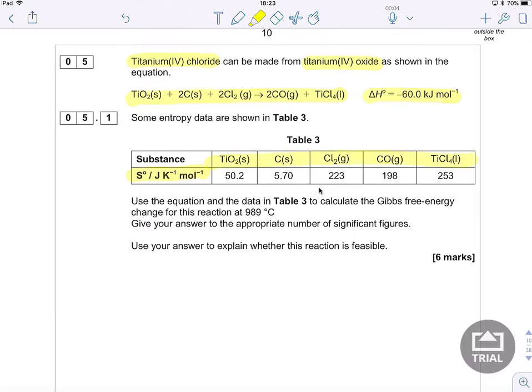the equation above. Use the equation and the data in table 3 to calculate Gibbs free energy change for this reaction at 989 degrees Celsius. Give your answer to the appropriate number of significant figures. Use your answer to explain whether the reaction is feasible, and this is worth 6 marks.